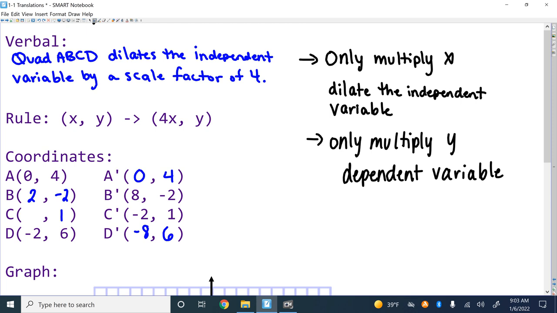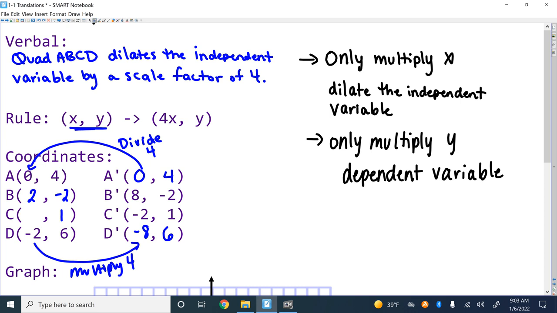Wait, I'm confused. So if I'm going from here to here, I'm going to multiply by 4. But if I go from here to here, I'm going to? You're going to divide by 4. So it's just like this statement here. This is the original to the new, I multiply by 4. But if I'm going backwards, I have to undo it and reverse it.